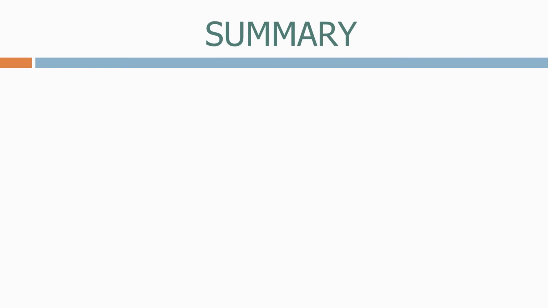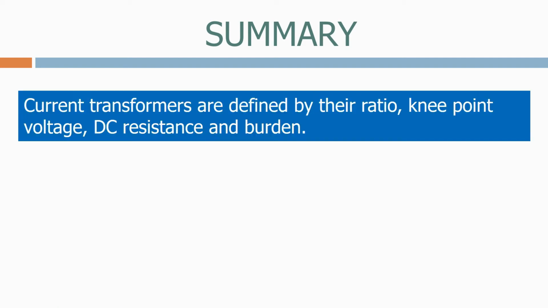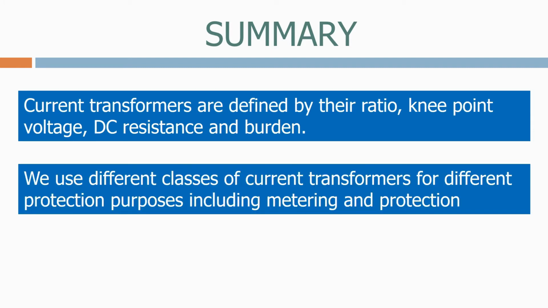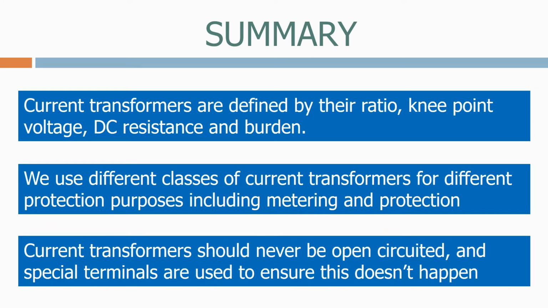Let's summarise what we've learned today. Current transformers are defined by their ratio, knee point voltage, DC resistance and burden. We use different classes of current transformers for different purposes, including metering and protection. Current transformers should never be open-circuited, and special terminals are used to ensure this doesn't happen.